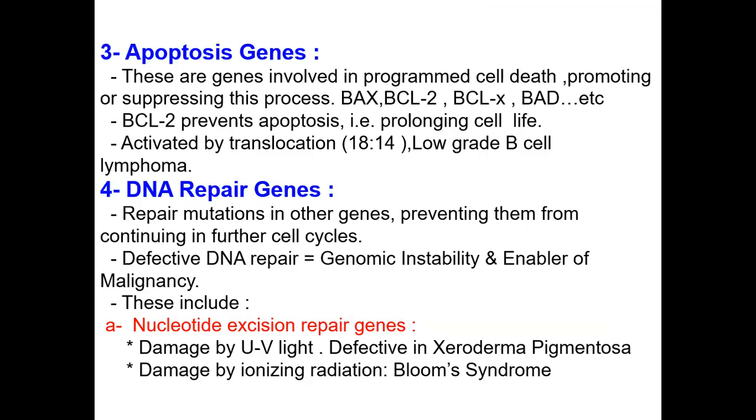Apoptosis genes. These are genes involved in the programmed cell death, promoting or suppressing this process. اللي هي الفاس والBAX والBCL2 والBCL-X والBAD مجموعة هي. BCL2 prevents apoptosis, prolongs cell life, and is activated by a translocation between chromosome 18 and 14, which occurs in low-grade B-cell lymphoma.